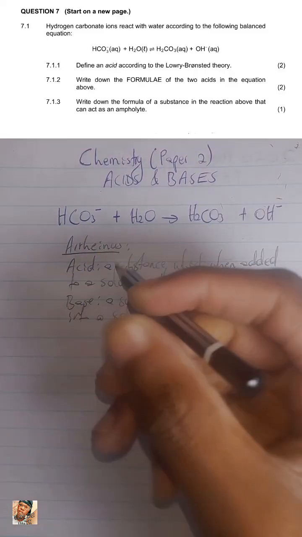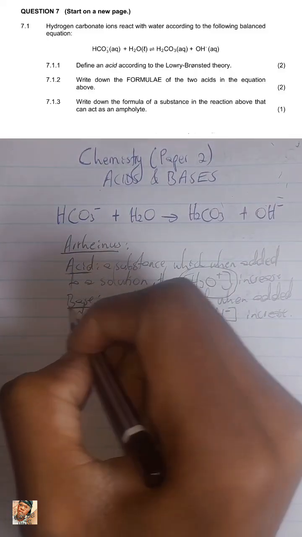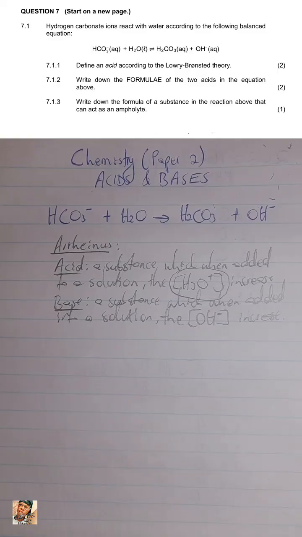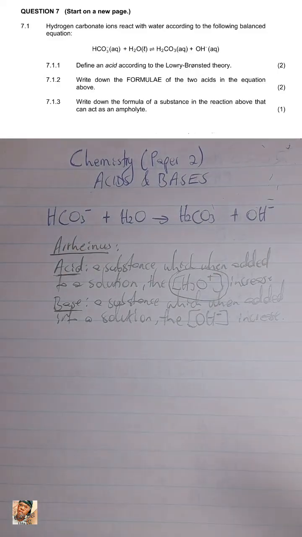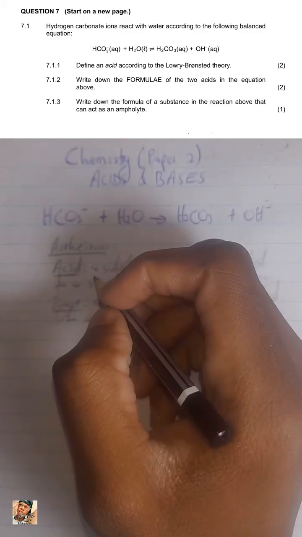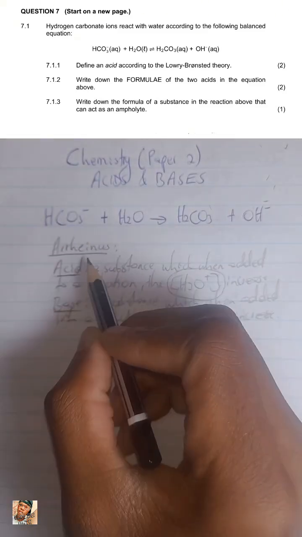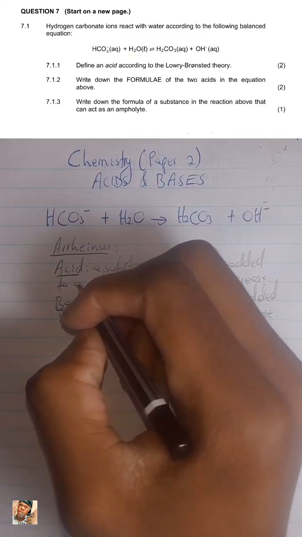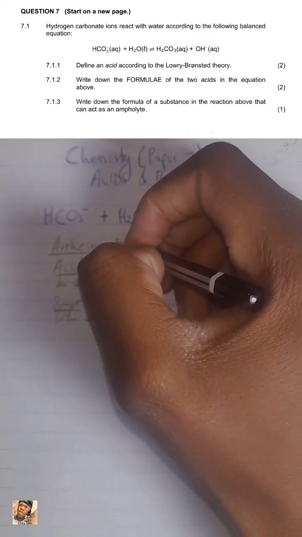I'm just trying to make sure that I remember all the information that I have regarding acids and bases before I get to the questions. I call this an analysis, and this is what you should do before you get to the questions. Don't rush into answering the questions. I'm really worried about the spelling of Arrhenius, but this is according to Arrhenius theory.